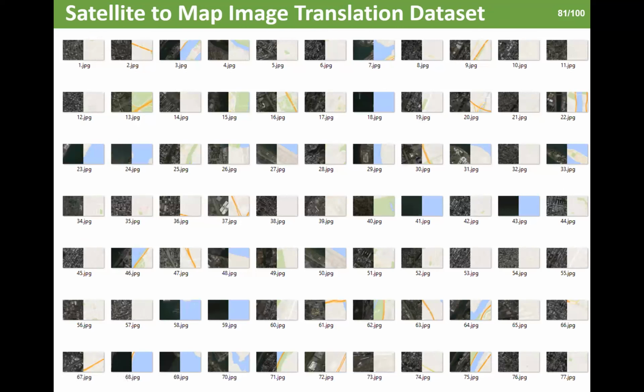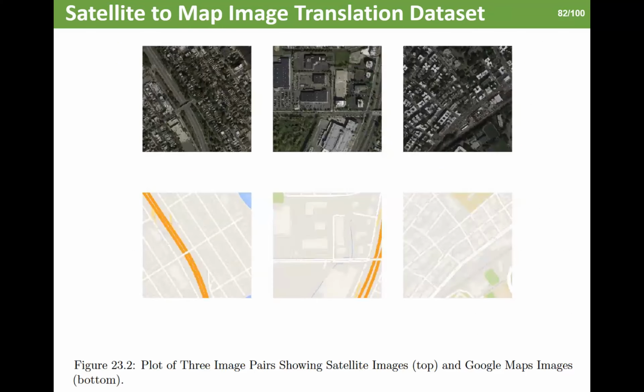In this example, with Google Maps you can switch between satellite view and map view. If you accumulate a bunch of those, you can train a network to interpolate, or kind of guess, what the map would look like if you input the satellite image.